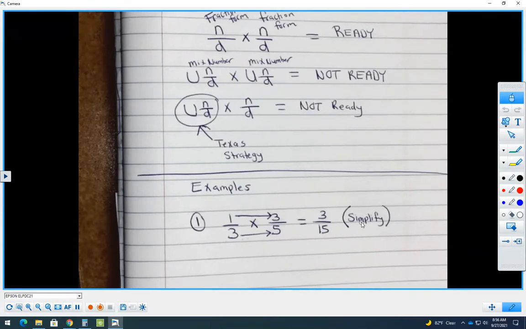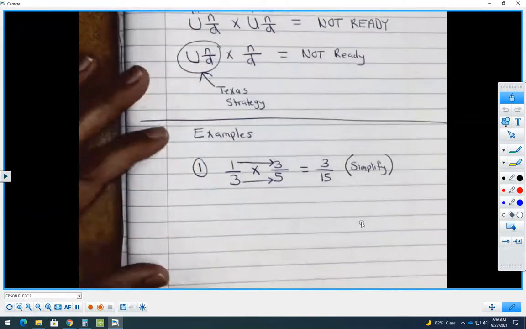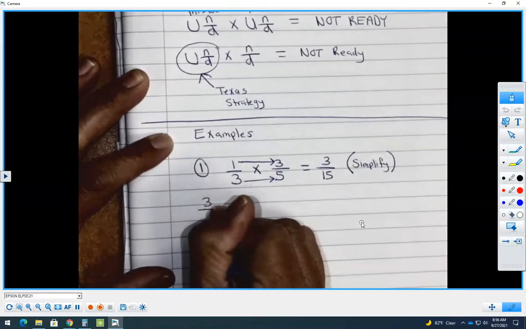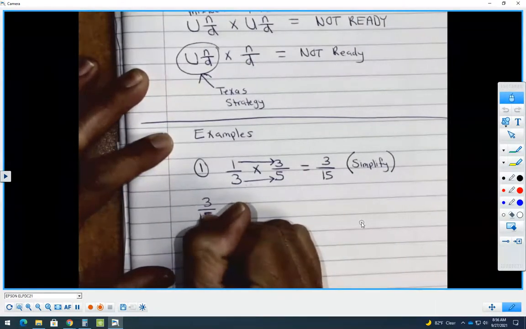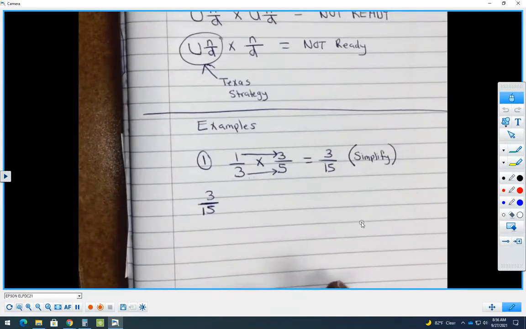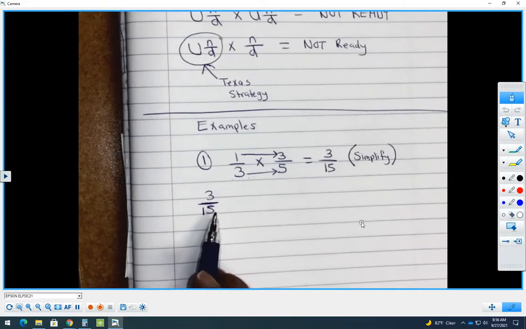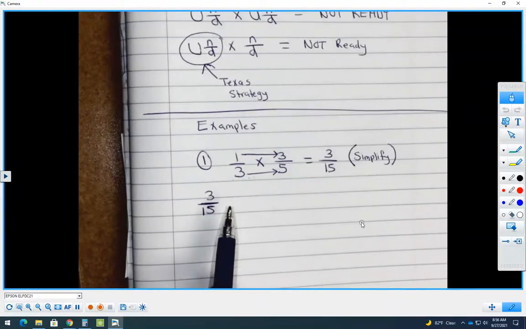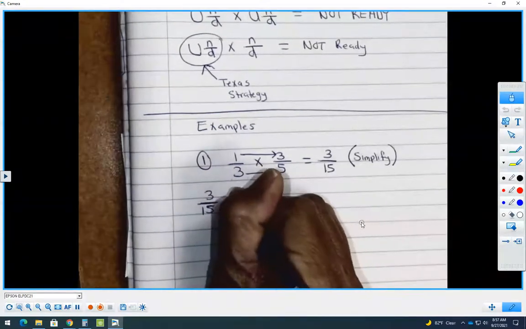So right here, 3 out of 15. What I like to do when I'm simplifying is check for the smallest number. So who's the smallest number here? 3. Now, can 3, the smallest number, go into 15? Yes. So guess what? I can simplify with 3.